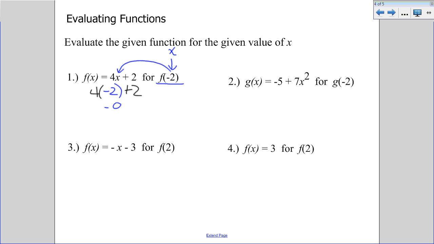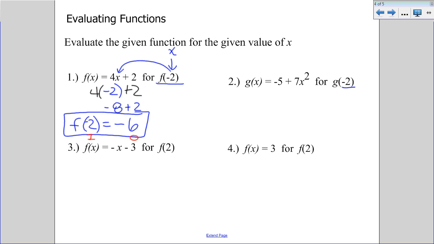I don't have my calculator with me, so I'm going to do -8 plus 2. And what's -8 plus 2? -6. But ladies and gentlemen, now that we know it's a function, we're going to write our functions using function notation. You're going to tell me the function at -2 equals -6. You're going to show me the input and the output in the same statement. Okay? I'm going to see input and output.